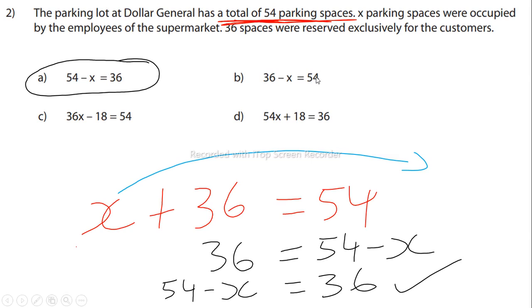So that means you would think that the answer would be B or C, something where you put 54. Yeah.